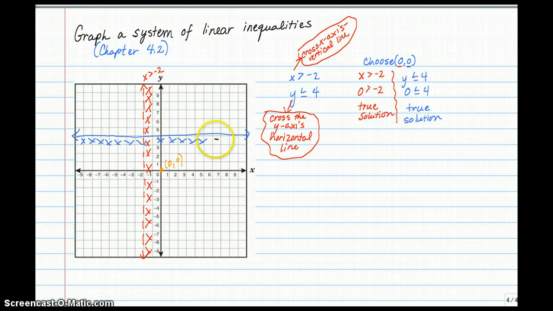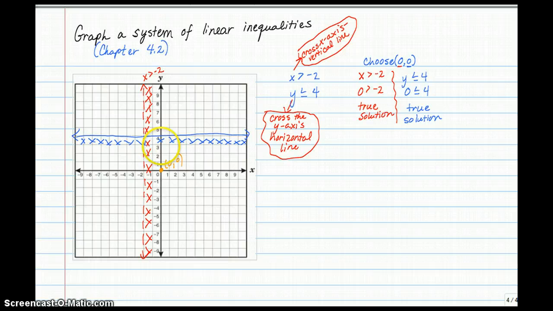Don't do any shading yet. Your shading occurs where these intersect. There's no intersection over here, there's no intersection right here, but right here the blue comes along and intersects with the red. So it's this part, including 0, 0, that you're going to shade.